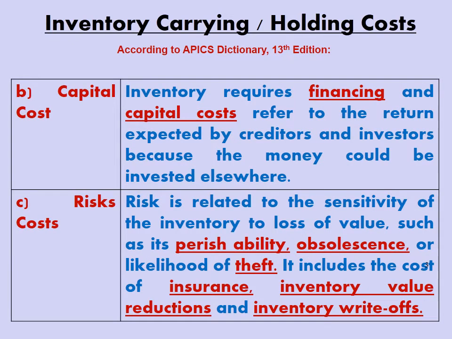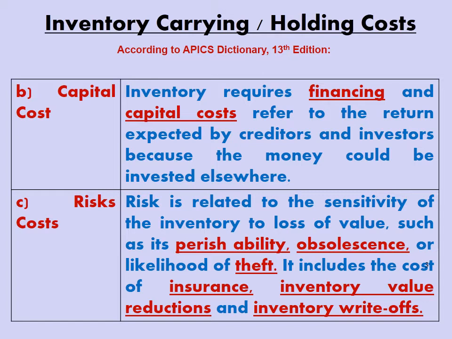Then the second component is the capital cost. So inventory requires financing and capital cost. This refers to the return expected by the creditors and investors because the money could be invested elsewhere if not invested in the inventory. So that's why the basic objective of an inventory or a warehousing or a logistics manager is to move the inventory very quickly, right?